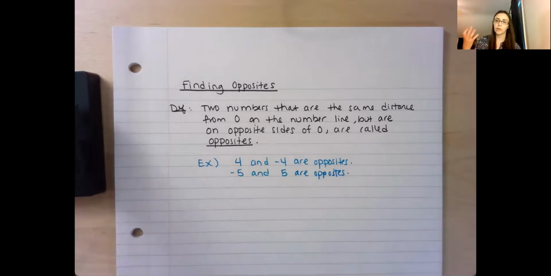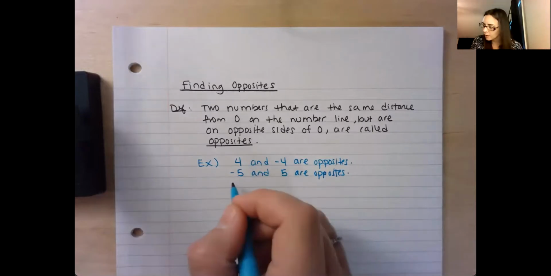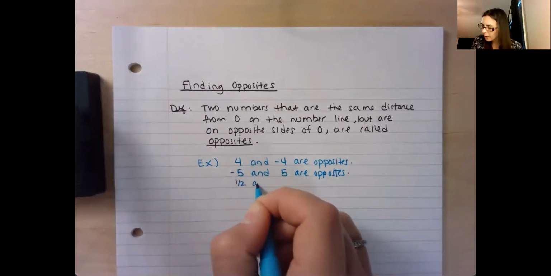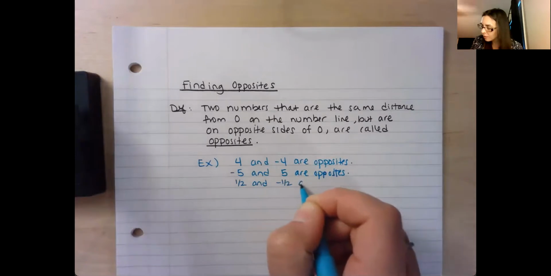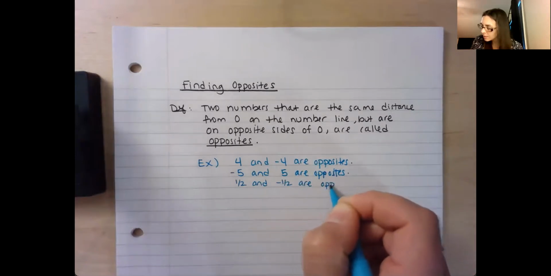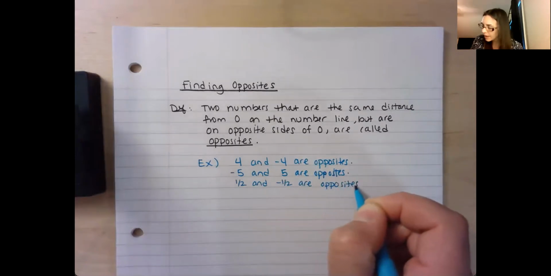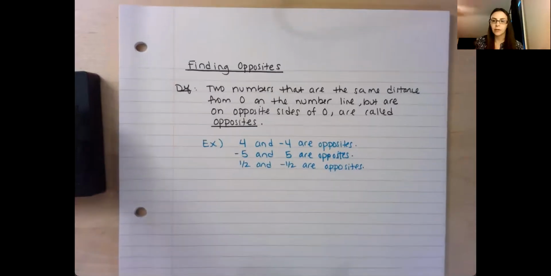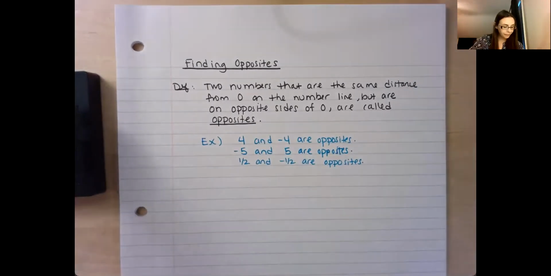And again, I know we're doing integers right now and really focusing on whole numbers, but this definition also works for fractions and decimals. So just to throw one in there, 1/2 and -1/2 are opposites. So this definition does apply to fractions and decimals as well.